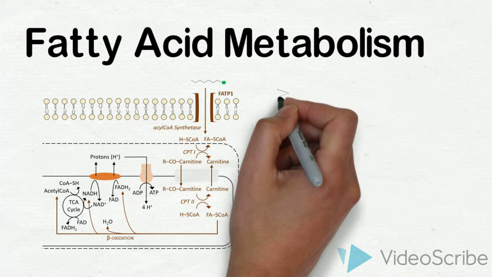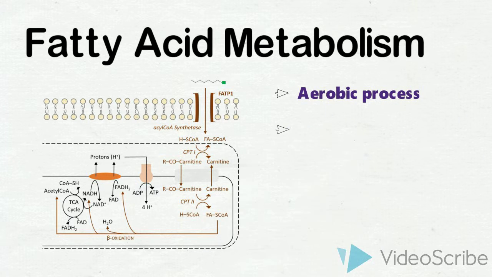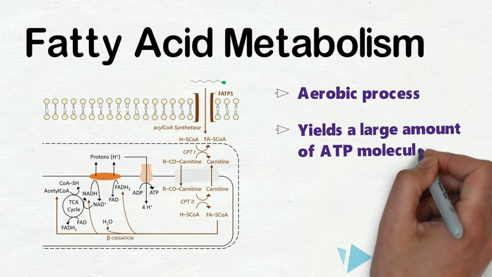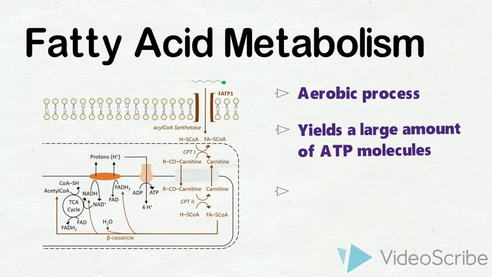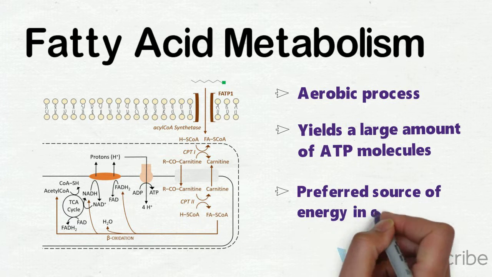Fatty acid metabolism is another aerobic process. Within the mitochondrial matrix, fatty acids undergo several rounds of beta oxidation to yield a large amount of ATP molecules. This is the preferred source of energy in cardiac cells.